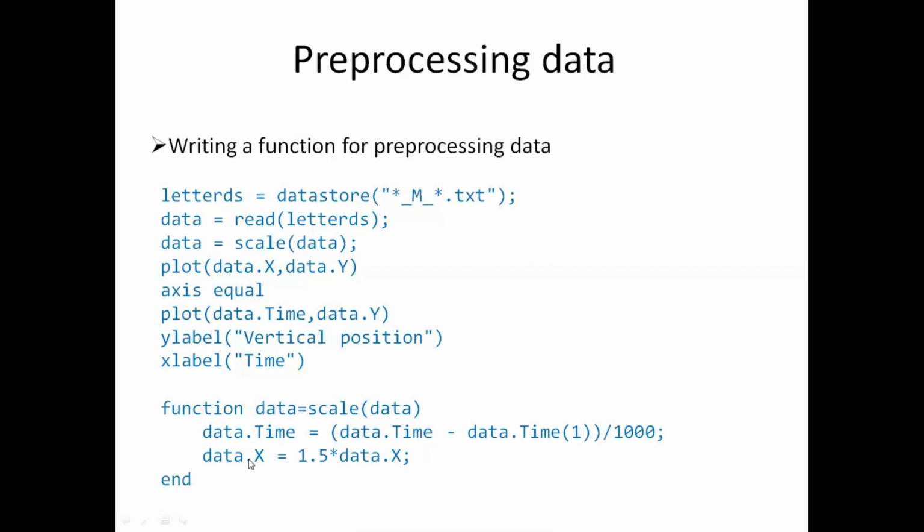Then, to correct the horizontal distance, as we have seen in the previous videos, the horizontal dimension of the tab is 1.5 times the vertical dimension of the tab. So to correct the distance unit, we multiply the horizontal axis values by 1.5. These are the two pre-processing steps, and we have written them as a function, which we can call whenever we need to perform this pre-processing. The remaining part of the program is just plotting the data to visualize it.